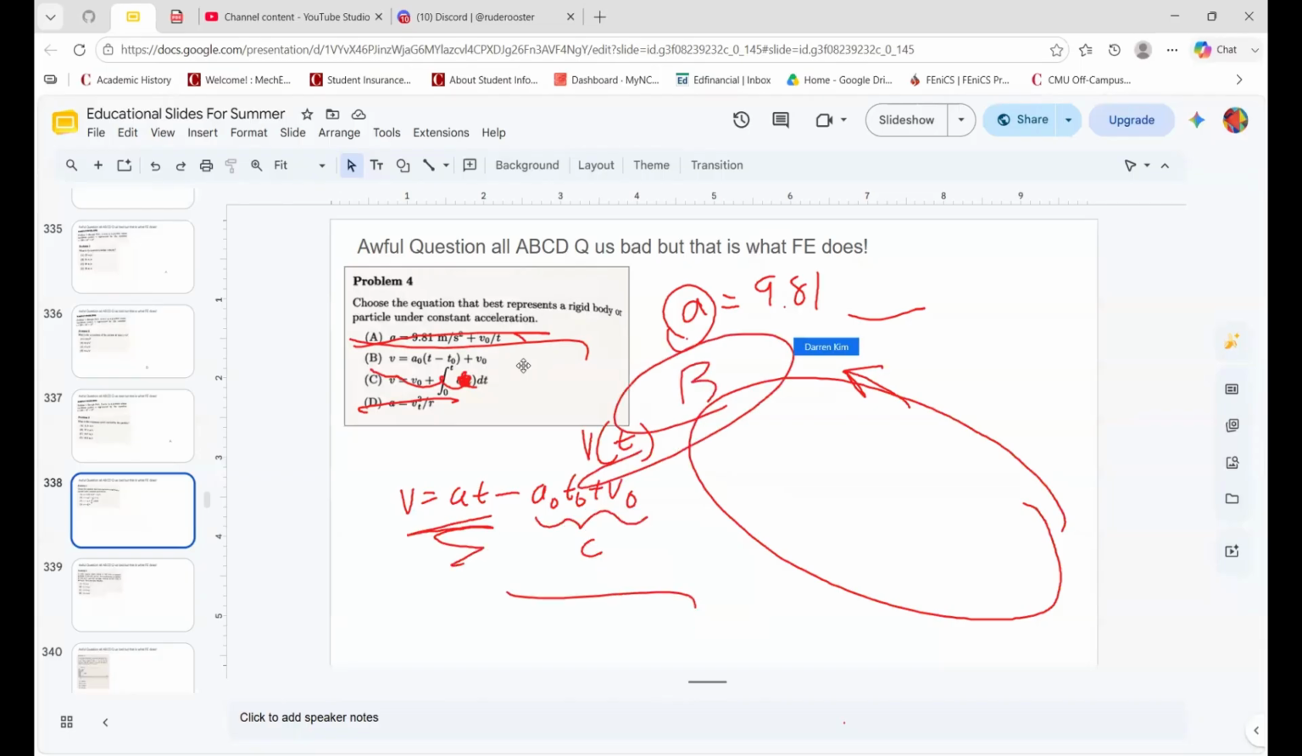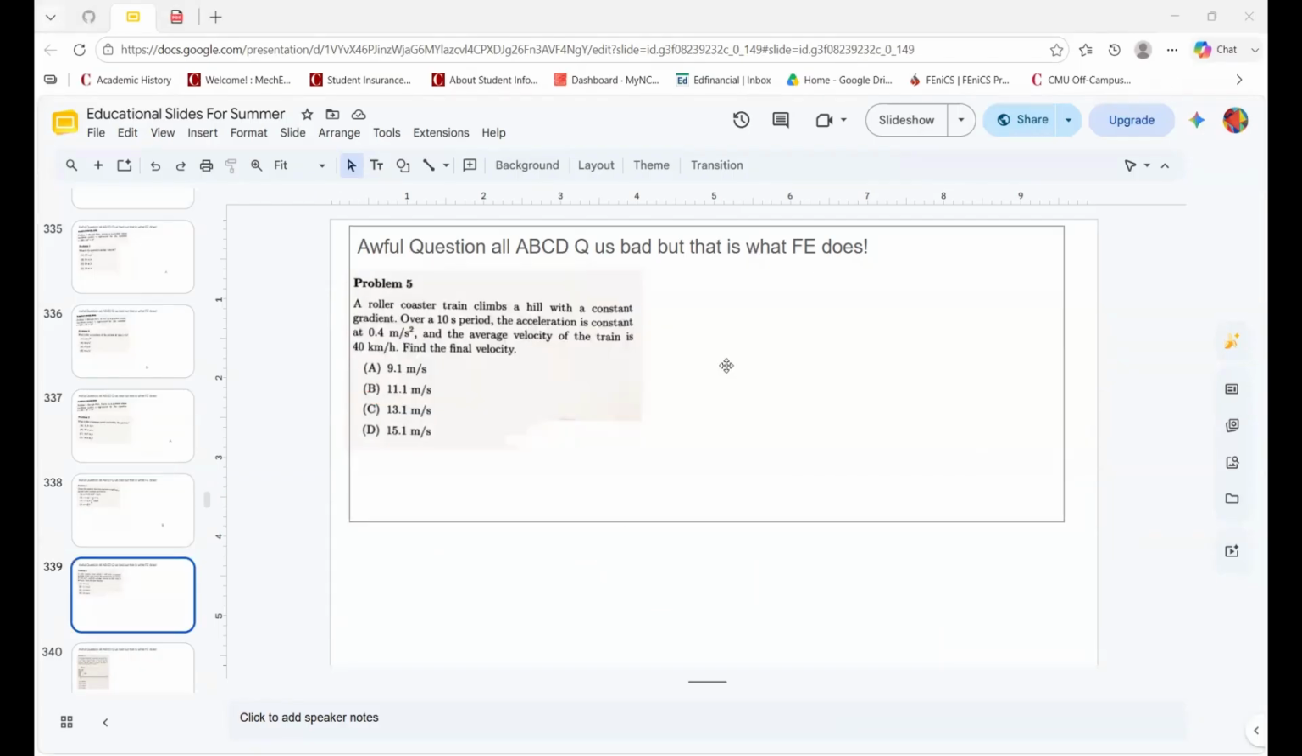V works. Yeah. A roller coaster train climbs a hill with a constant gradient over a 10 second period. The acceleration is constant at 0.4 meters per second squared, and the average velocity of the train is 40 kilometers per hour. Okay. Find the final velocity. Okay, we can do that.